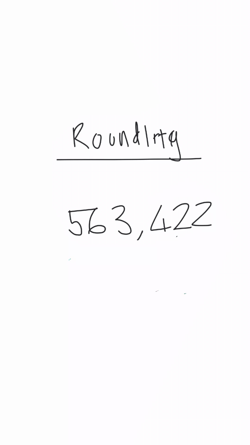So again, we'll look at another number that's quite big. We'll look at 563,422. And this time, we're going to round to the nearest 10,000. So what we want to do first of all is just highlight the tens of thousands column. And again, we want to concern ourselves with this number.